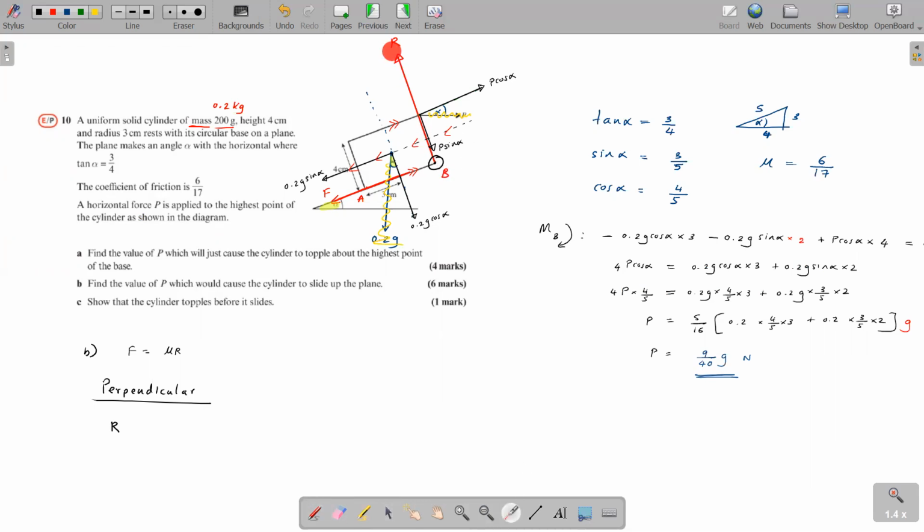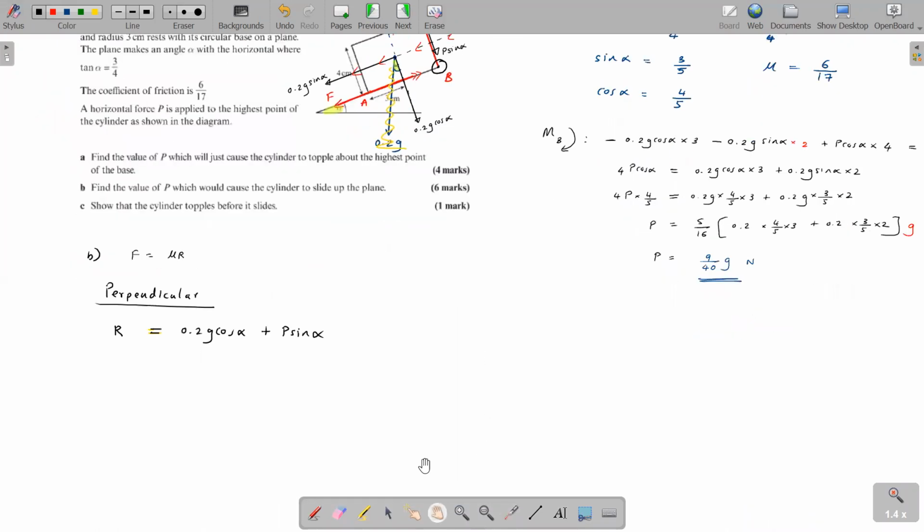Okay, so I can see normal reaction is acting upwards, 0.2 G cos alpha is acting downwards, and P sine alpha is acting downward. So normal reaction must be equal to 0.2 g cos alpha plus P sine alpha. Can you see guys that these are the vertical forces? R is acting up, 0.2 g cos alpha, and P sine alpha is acting down. Do you guys agree with me?